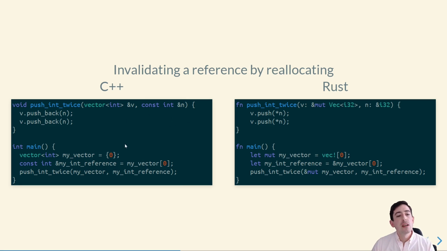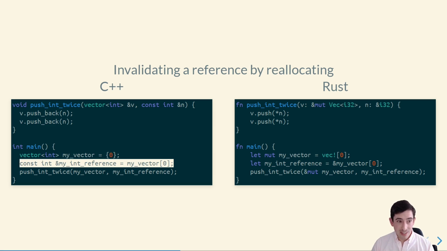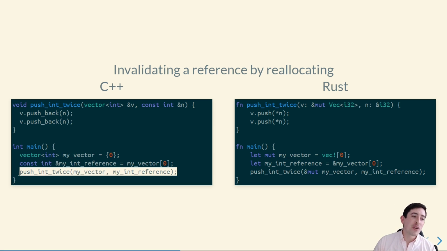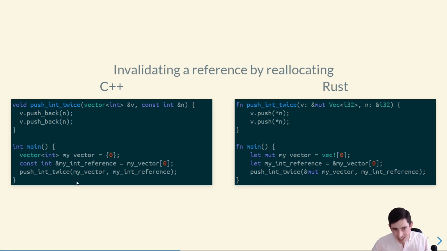Fair enough. But then we start to cause trouble, right? Well, we create my vector. It's got a 0 in it. And then we take a reference to that 0. And then we call pushInt twice with that reference as n. So in this case, we've constructed an example where n and v are aliasing effectively. n is a pointer into v. This is going to be a familiar bug for a lot of people.